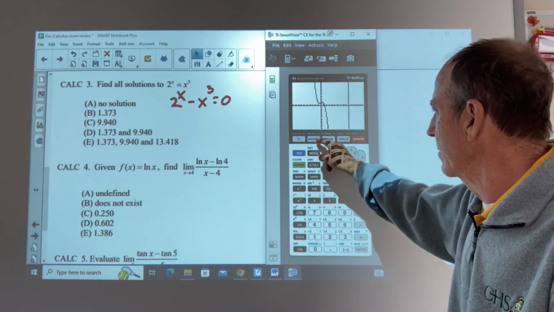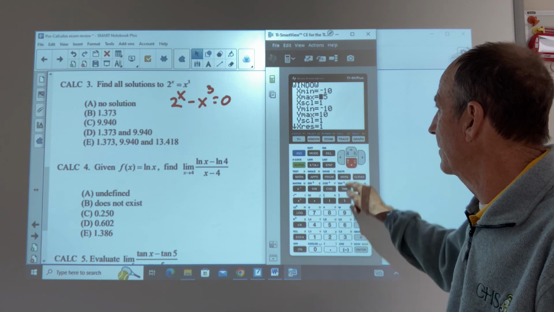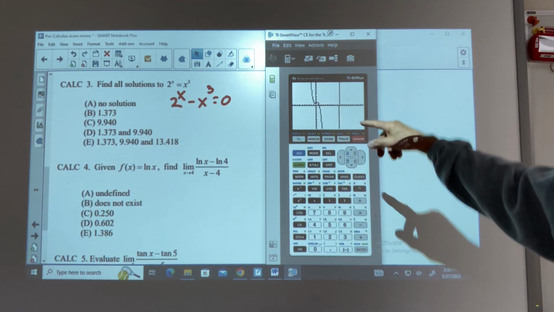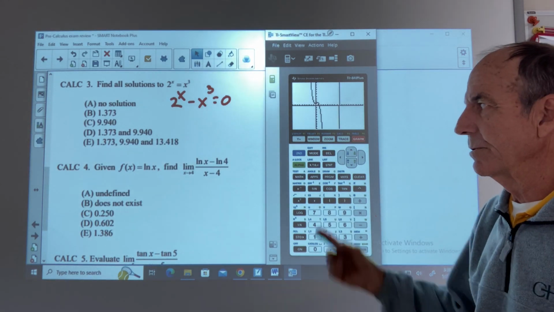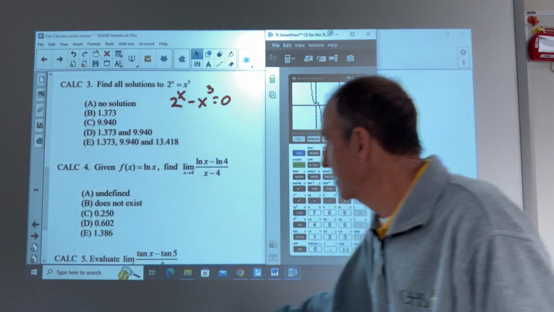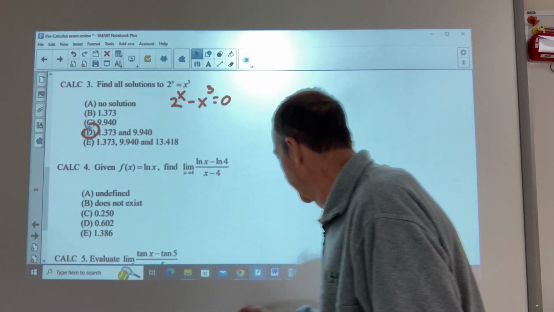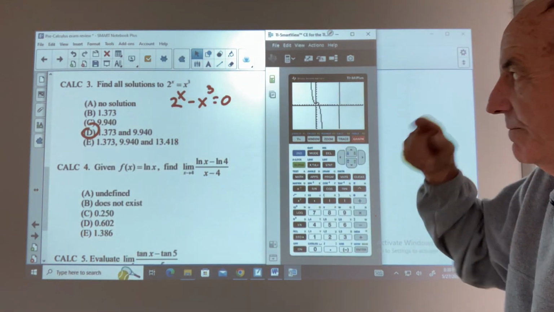If I open up my window again a little bit more, maybe make the x max 20, you can see that there is no other crossing other than these 2. So the only choice that's reasonable is this one here. I don't even have to find the zeros. If I wanted to, I could, just to make my mind feel a little bit better.